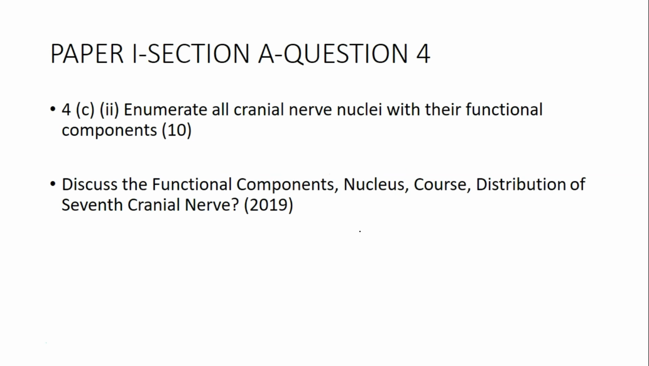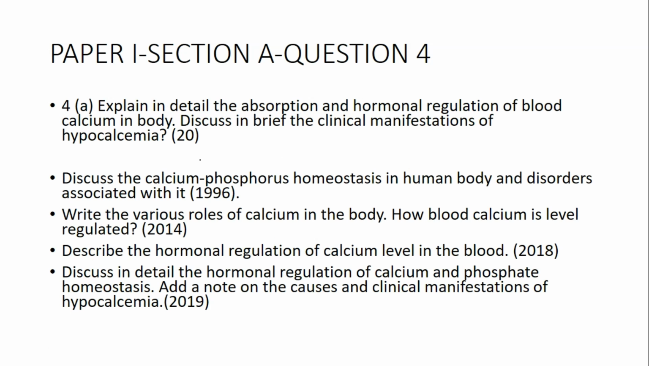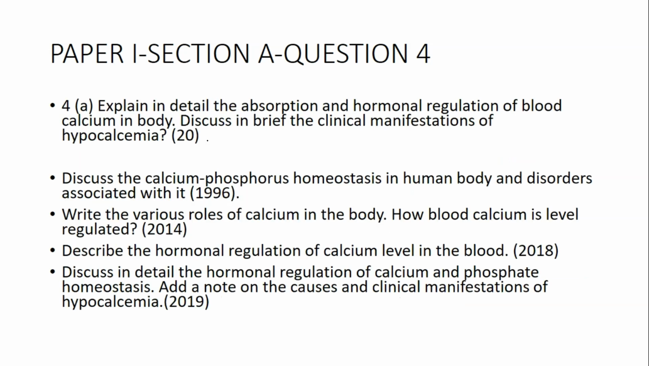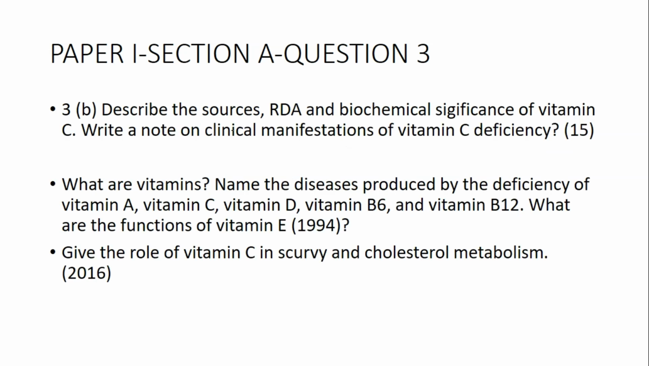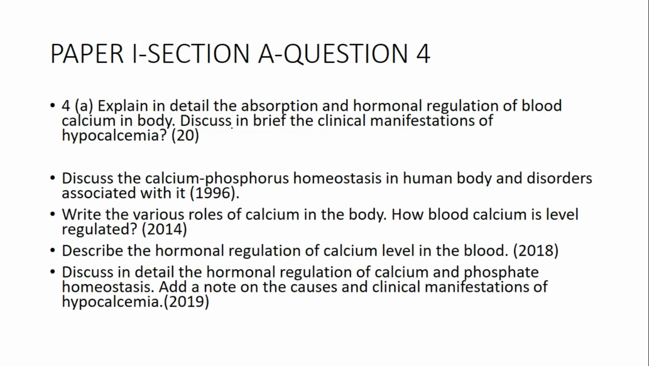So we're done with paper 1 section A question 4. This is a kind of surprise element in question 4, but apart from that, it is not a repeat again. The rest of the questions are straight repeats and very easy to write. Calcium level, cardiac output. So a major chunk is from physiology in question number 4. Portocaval anastomosis, ulna, which is a very easy question, and vitamin C deficiency can be done. So these are the questions. Paper 1 section A question 4, apart from 2 to 3 questions, the rest are very easy, and they are repeats.